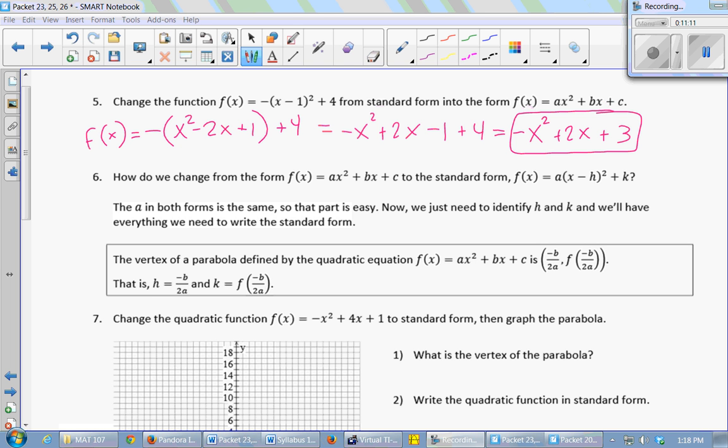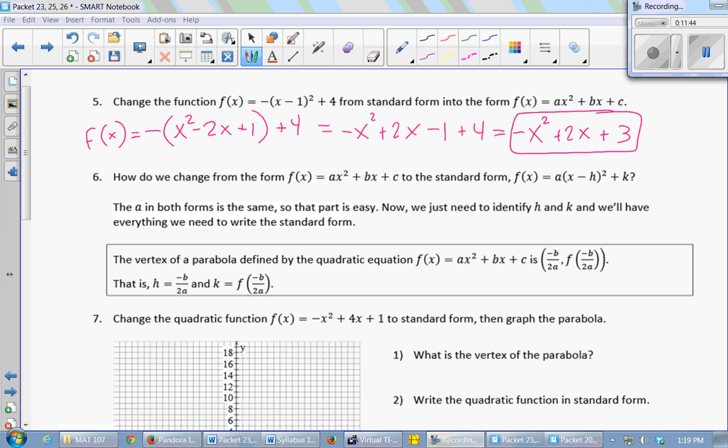This form is handy because you can immediately see the y-intercept. Right? The y-intercept was at 3. When I plug the x's in, you always get the constant. So that form is good for seeing the y-intercept versus the standard form, which is good for seeing the vertex. Okay, so it's pretty easy to go from the standard form to the ax squared plus bx plus c form. You just multiply it out. Going the other way is a little bit trickier.